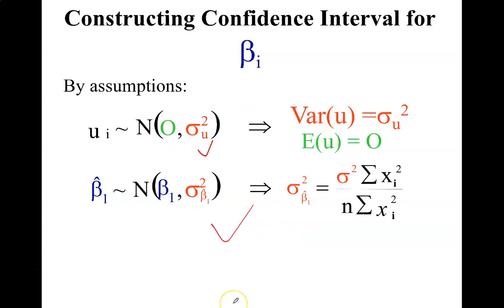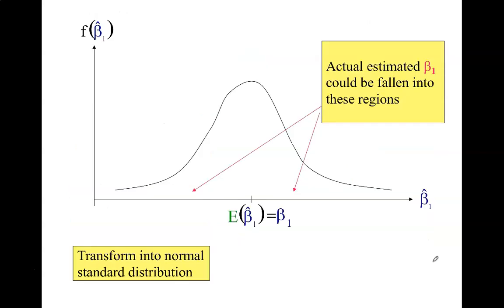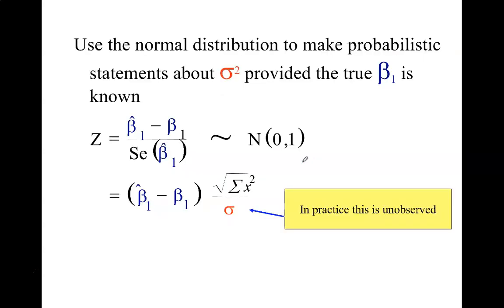Based on the assumption of normality as given in such assumption here, means that they are distributed under the assumption of normal distribution. That's why it has the bell shape just now, as you can see, which is this one. All right, so transform that into the standard normal distribution. The actual estimated beta could fall into this region, so it depends on the confidence level or confidence interval that we are going to calculate.